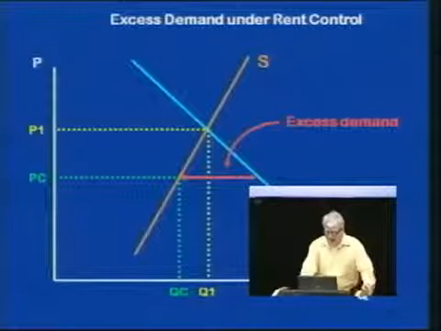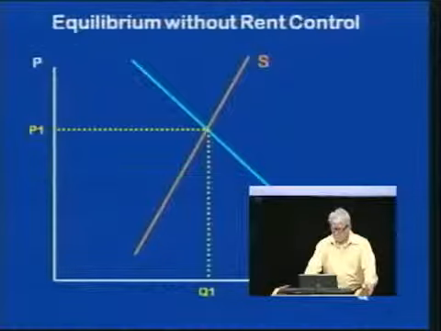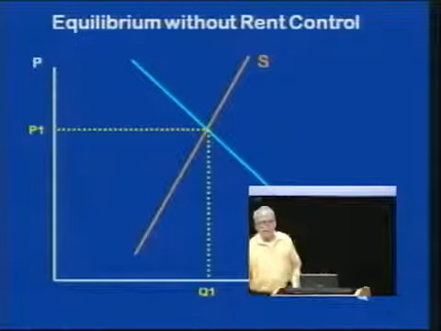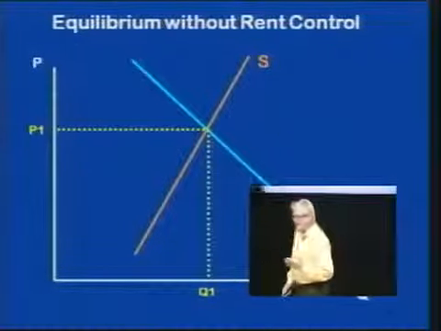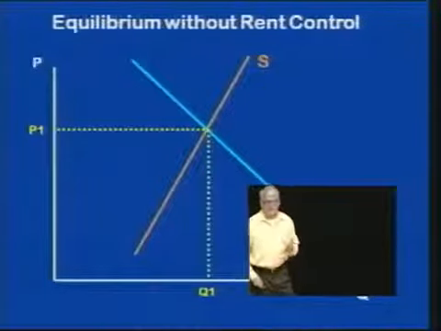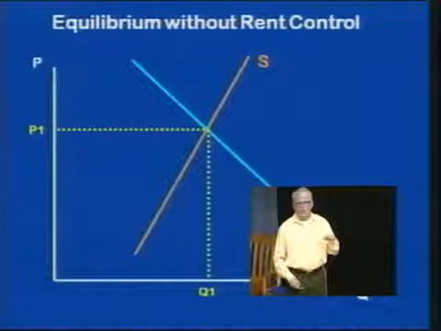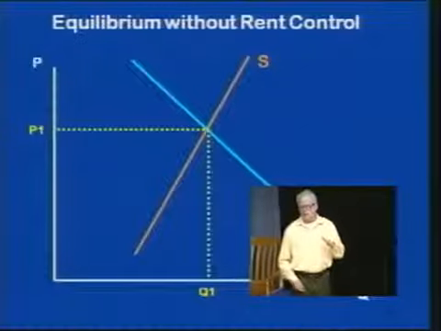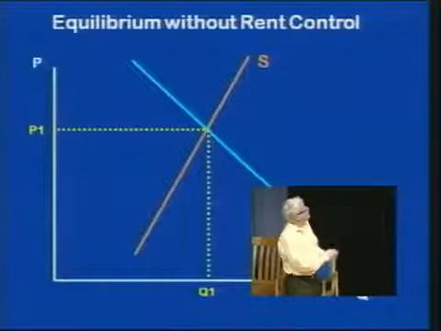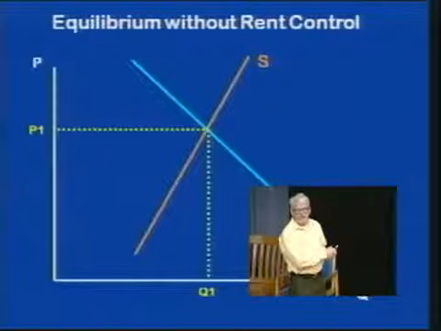Let's go back to without rent control. One of the advantages of a normally operating market system is that it allocates the goods that are sold in a rational fashion among people. This is the equilibrium price. Anyone who is willing to pay more than that price gets a unit, and anyone who's willing to pay less than that price doesn't get a unit.